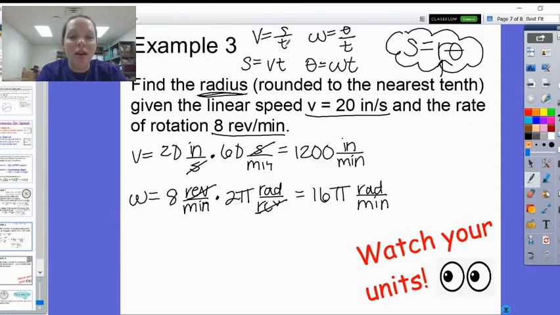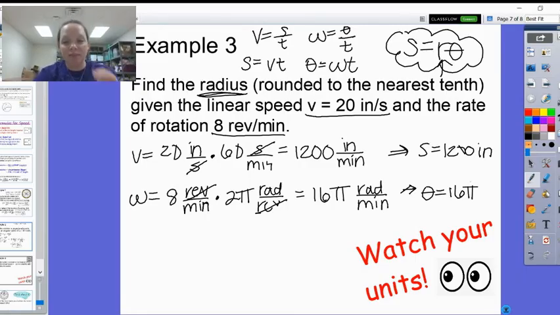Now, both of these are per 1 minute. So up here, if my time is 1 minute and I multiply the 1 times the speeds, that means that s is just 1,200 inches and theta is just 16 pi radians. All right, so we have what we need right here to calculate the radius.